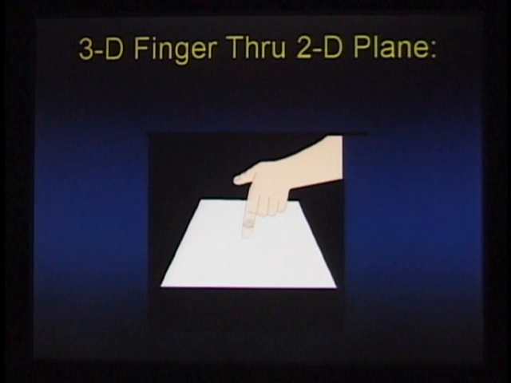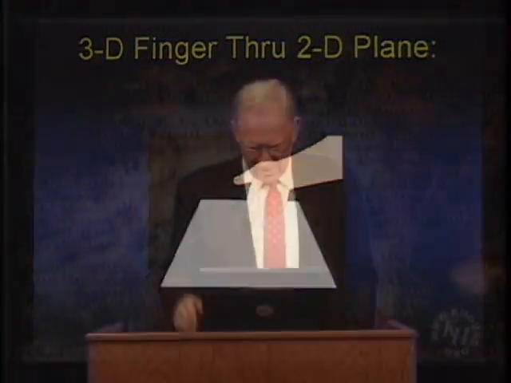You and I could come along and poke our finger through the plane of their existence. And what would they see? They would see a circle. They'd only see that which they could relate to in their universe. If we as 3-dimensional beings put our finger through that 2-dimensional universe, the 2-dimensional people would simply see a circle.